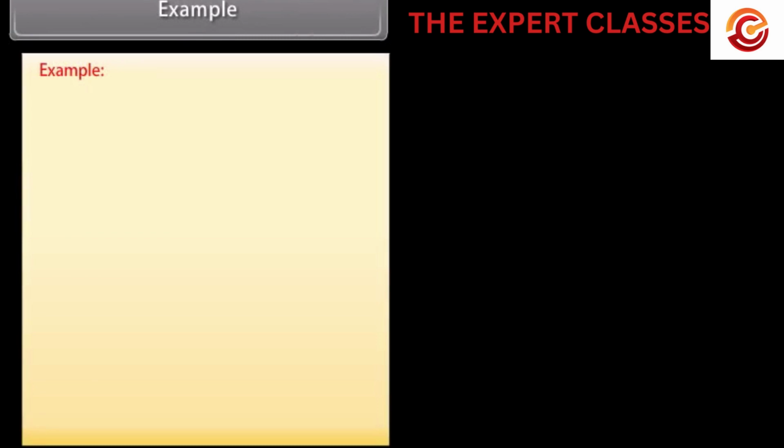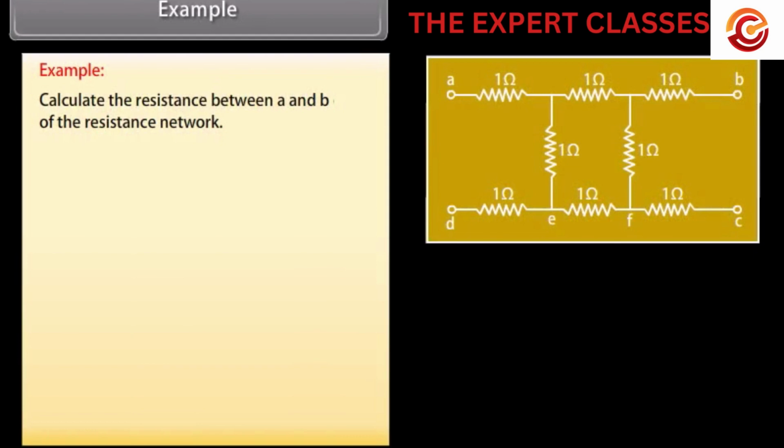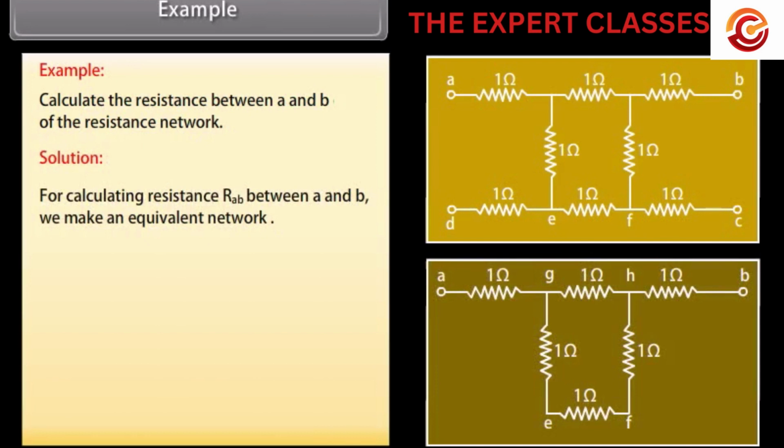Example. Let's take an example on combination of resistors. Calculate the resistance between A and B of the resistance network shown in the given figure. Let's see the solution. For calculating resistance RAB between A and B, we make an equivalent network shown in figure. Now we calculate resistance of arm GEFH, which is equal to (1 + 1 + 1) = 3 ohm.